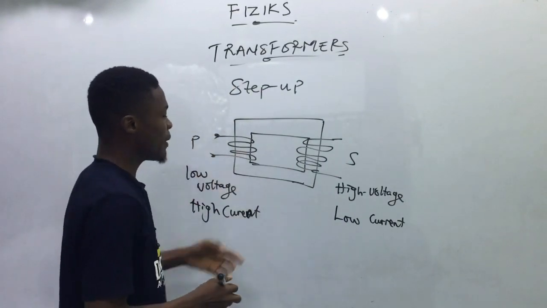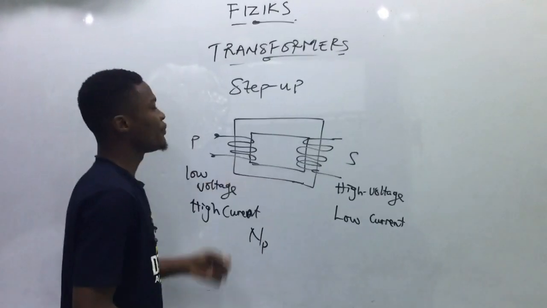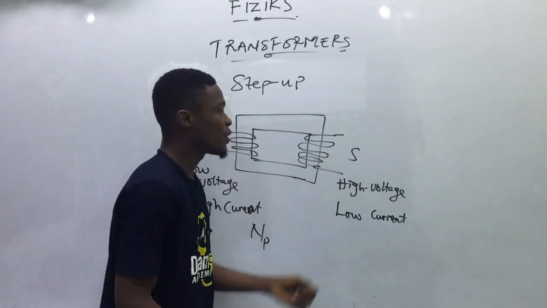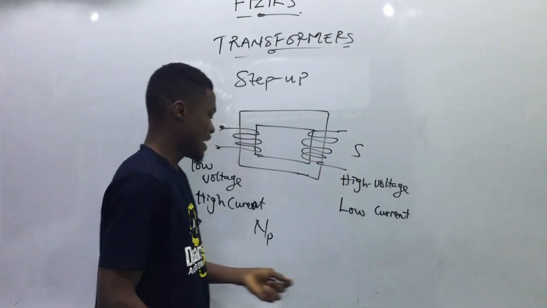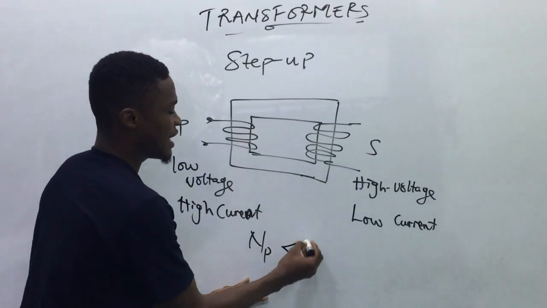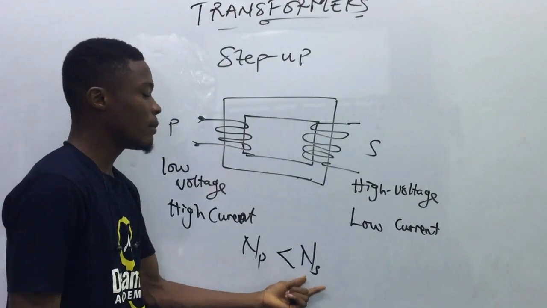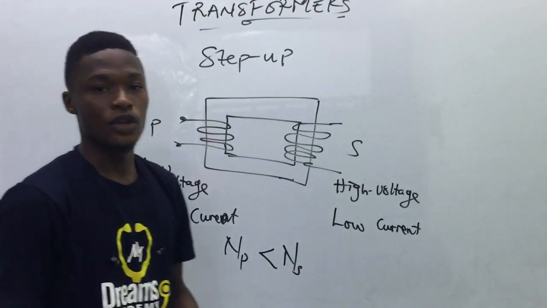Okay, so for a step-up transformer, if we use NP to represent the number of turns in the primary, and we use NS to represent the number of turns in the secondary, then for a step-up transformer, we can say that NP is less than NS, meaning that the number of turns in the primary is less than the number of turns in the what? Secondary. Good.